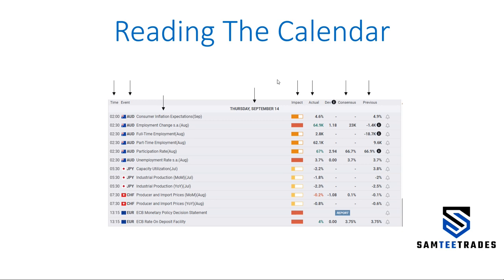What do you think that means? That means the low impact stuff isn't going to have as much of an effect on the market. The medium stuff is going to have a bit more of an effect, and the high impact stuff is what's really going to move the market, okay?